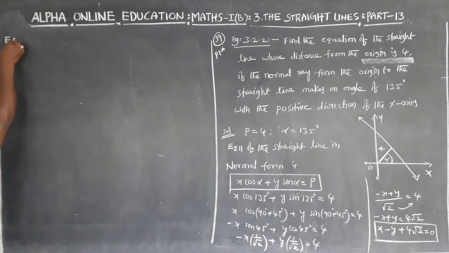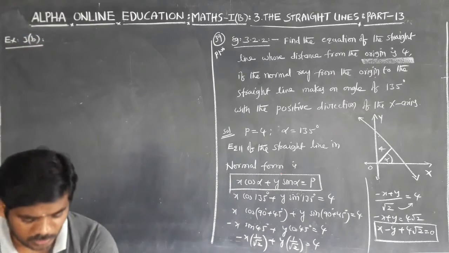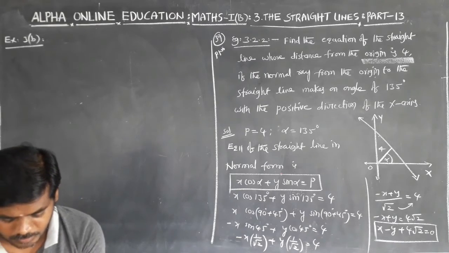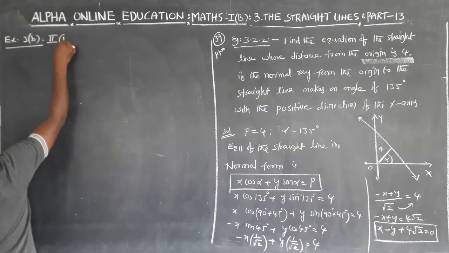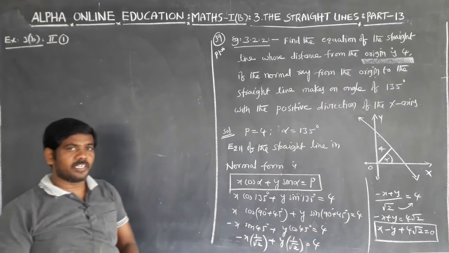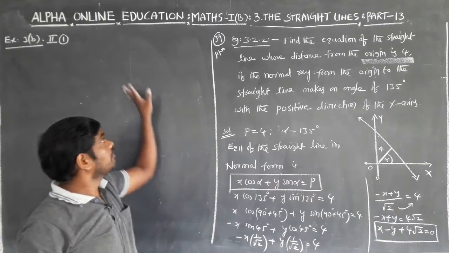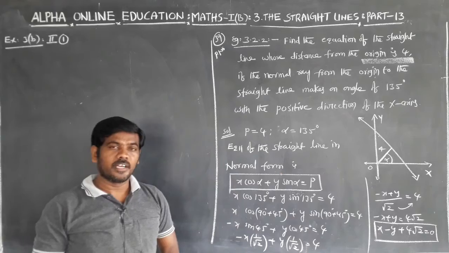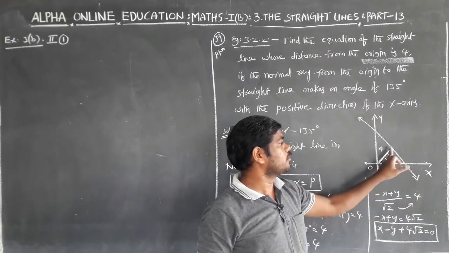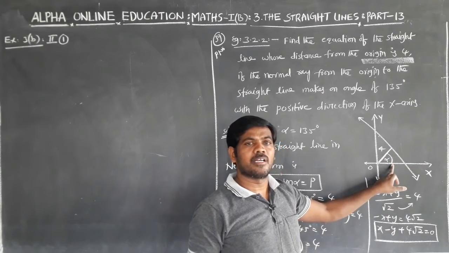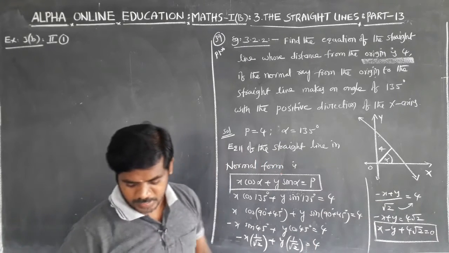That is one problem. Exercise 3b, second exercise, Roman number 2, first problem. Find the equation of the straight line in normal form, given the perpendicular distance from origin to the line and the angle alpha that a normal ray makes with the positive x-axis.